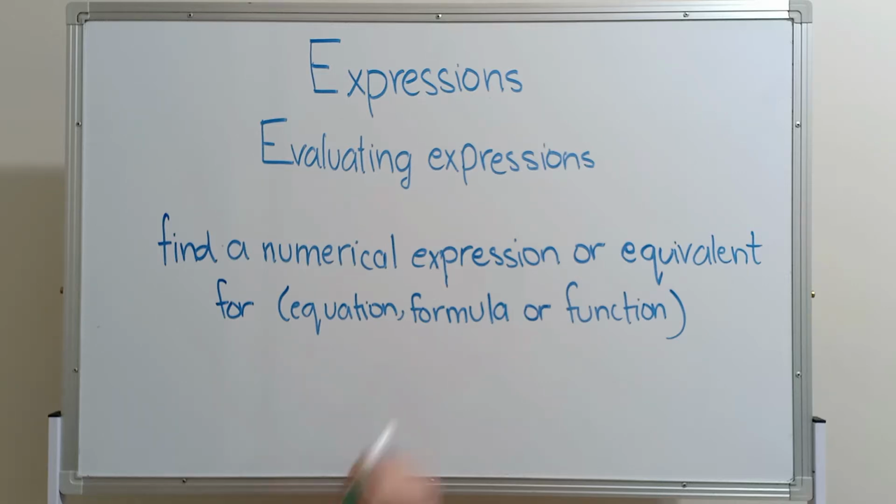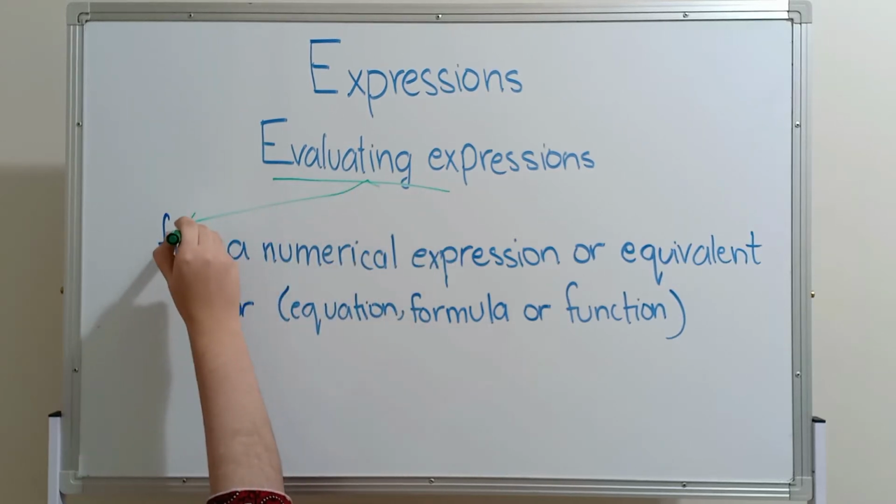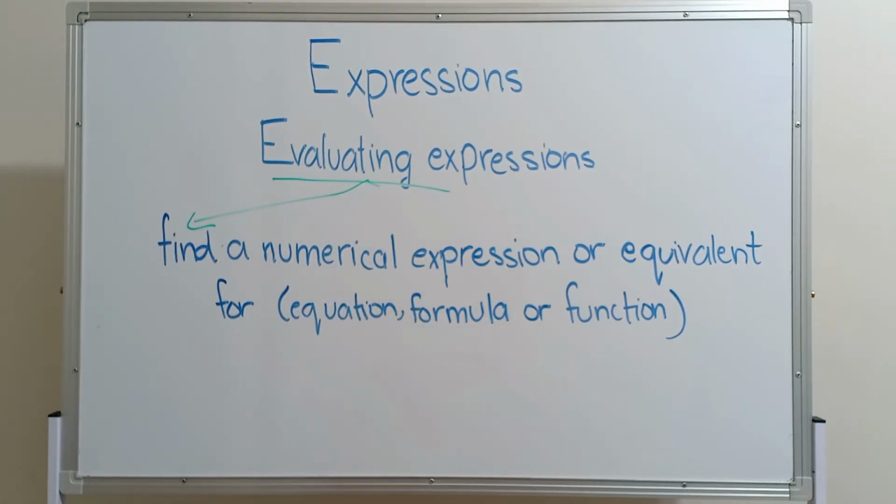When we are evaluating, we are finding the numerical expression or an equivalent ratio for an equation, formula, or function. So this is the definition for evaluating. We find a numerical expression. Since we are evaluating expressions, today we're going to get an answer in numeric form. It's not going to be an expression, an equation, or a formula. It is going to be a simple numerical answer. Now let's move on to our first question.